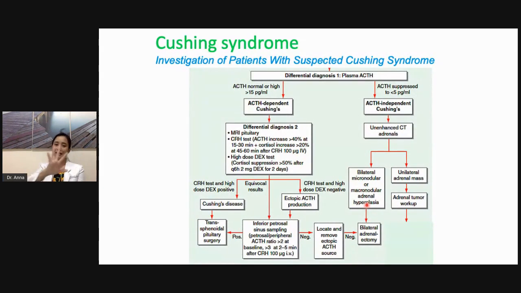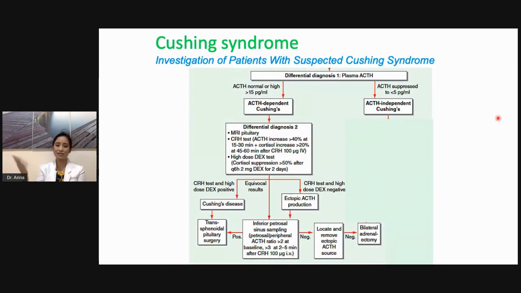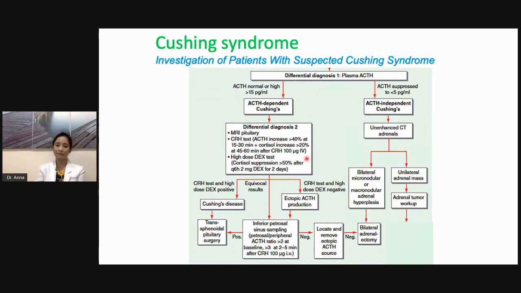So what is the takeaway message for this? The important thing here really is this one. How to screen. At your level, I want you to be able to know how to screen the patients at least. And once you've confirmed, you can actually refer already to your endocrinologist. And also, I want to highlight differentiating between ACTH dependent and ACTH independent Cushing's. The rest are just nice to know. This one and this one. Nice to know.